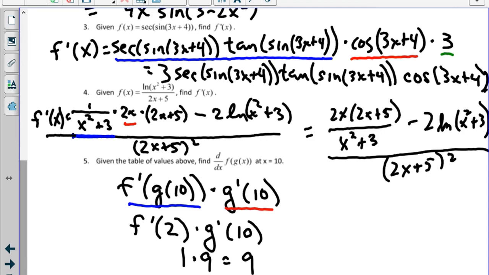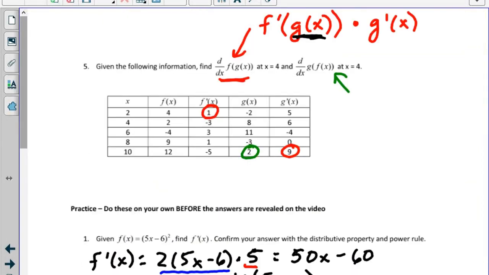if necessary. Number 5 ends up being 9. It's because you take f prime of g of 10 times g prime of 10. And notice the g of 10 is 2. We'll go up to the chart and take a look. So since g of 10 is 2, since we're doing f prime of g of x, that's f prime of 2, and then the chain rule part is g prime of x, and x was 10. So that's where we get 1 times 9.